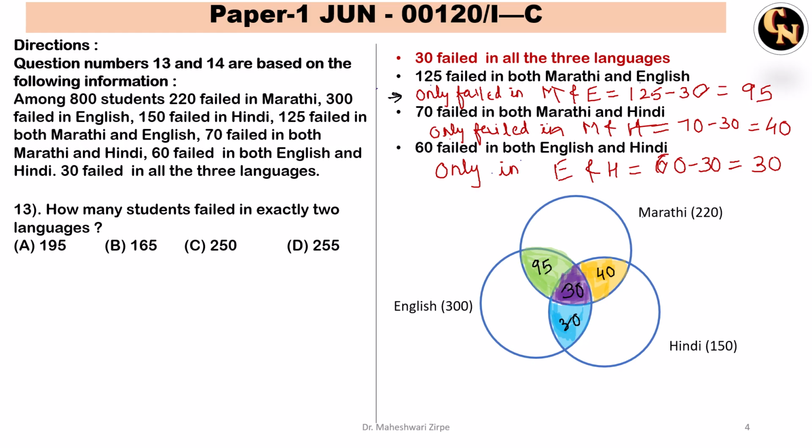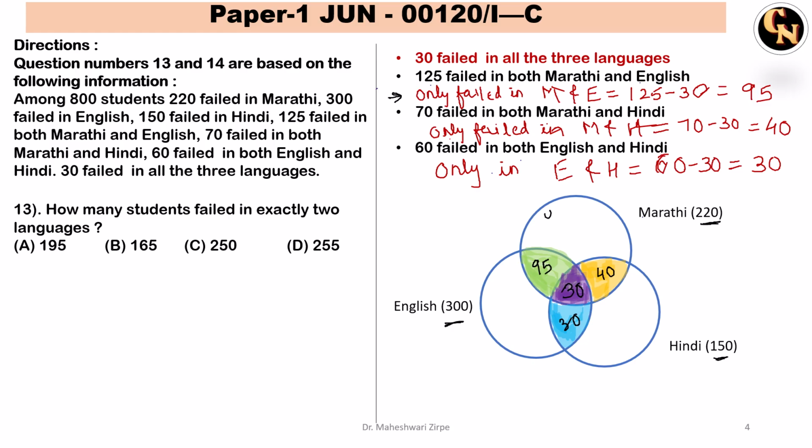They have given us 300 failed in English, which I have written here. Then 220 are failed in Marathi and 150 are failed in Hindi. But we want to find out now only in Marathi. So only in Marathi can be found out how? 220 minus, see how it can be done, because this indicates what?